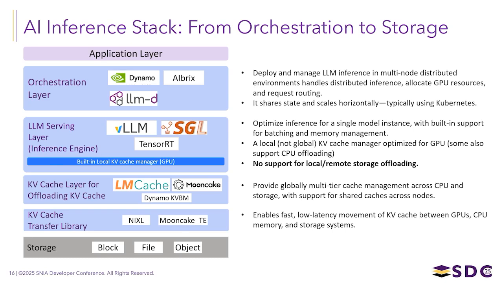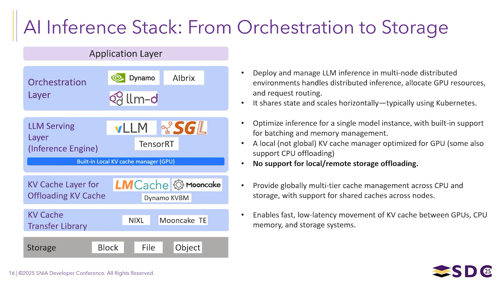horizontally. Then each of these orchestration layers has to use an inference engine. So this is vLLM, SGLang, TensorRT, right? These are optimized to run a single model instance, so they have built-in batching and memory management. All these engines have a built-in local KV cache memory, and some of them only support GPU, some support both GPU and CPU offloading, but by default, none of them today support remote storage offloading. And when I say remote storage, I'm talking about file protocol, object protocol.